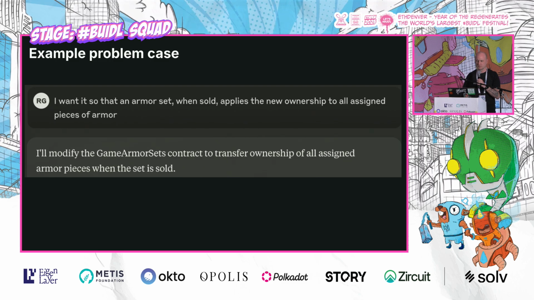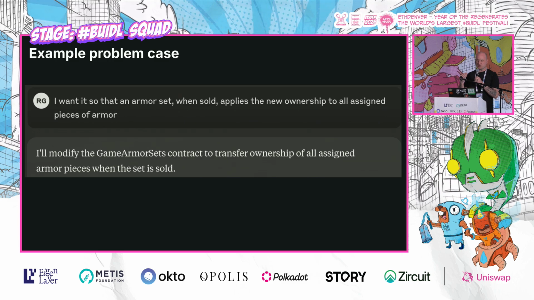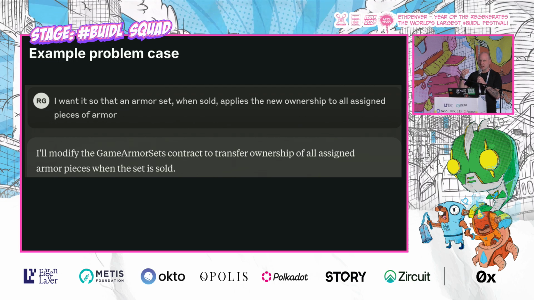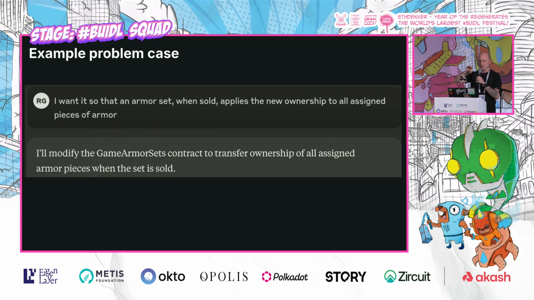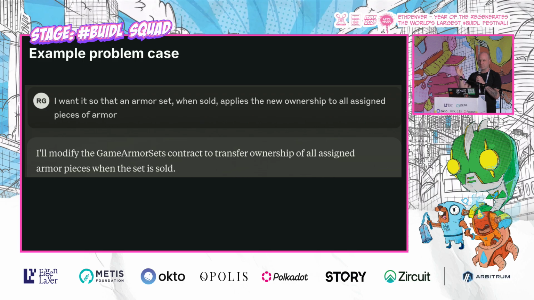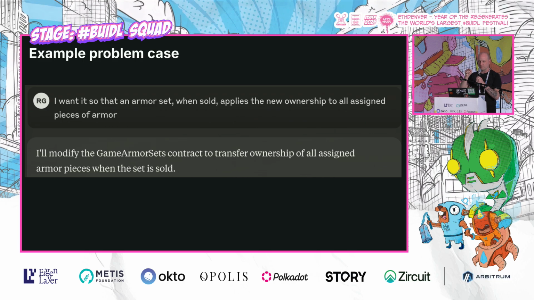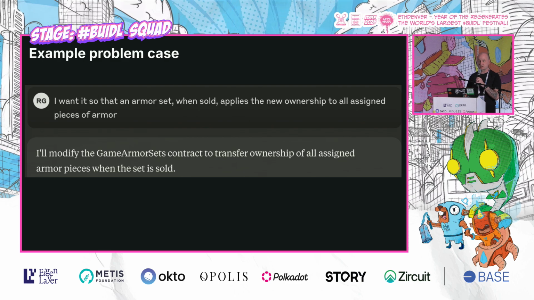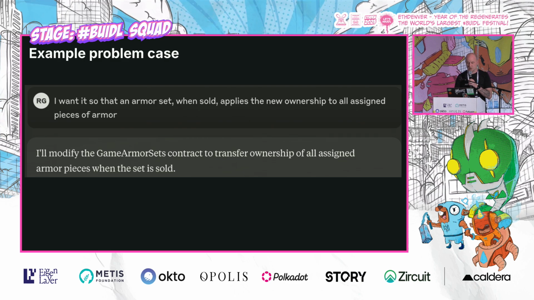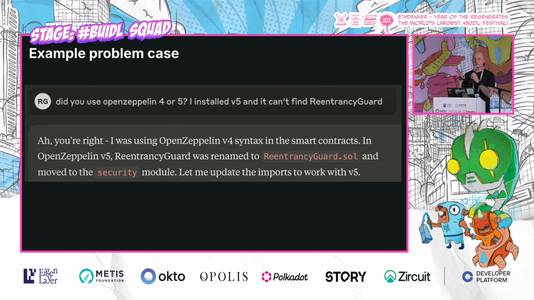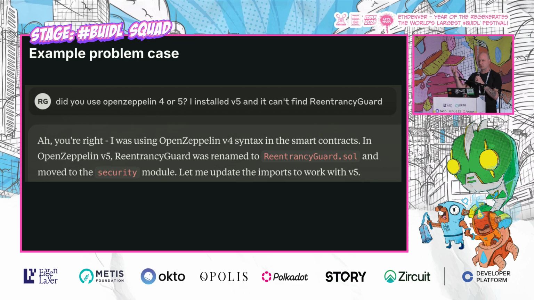Good, we're getting somewhere. And then I got a contract from that, and I noticed that when I had an armor set, that it didn't consider what happens if I sell the armor set. It didn't consider that those armor pieces maybe should also belong to the set. That means when I sell the set, it should belong to the new owner. And I said, all right, I want an armor set that when sold applies the new ownership to all the assigned pieces of armor, right? And it goes, okay, I'll cascade the ownership, right? And it did. It wrote that. Now we started trying to compile, because this is just me getting the code back and looking at it.